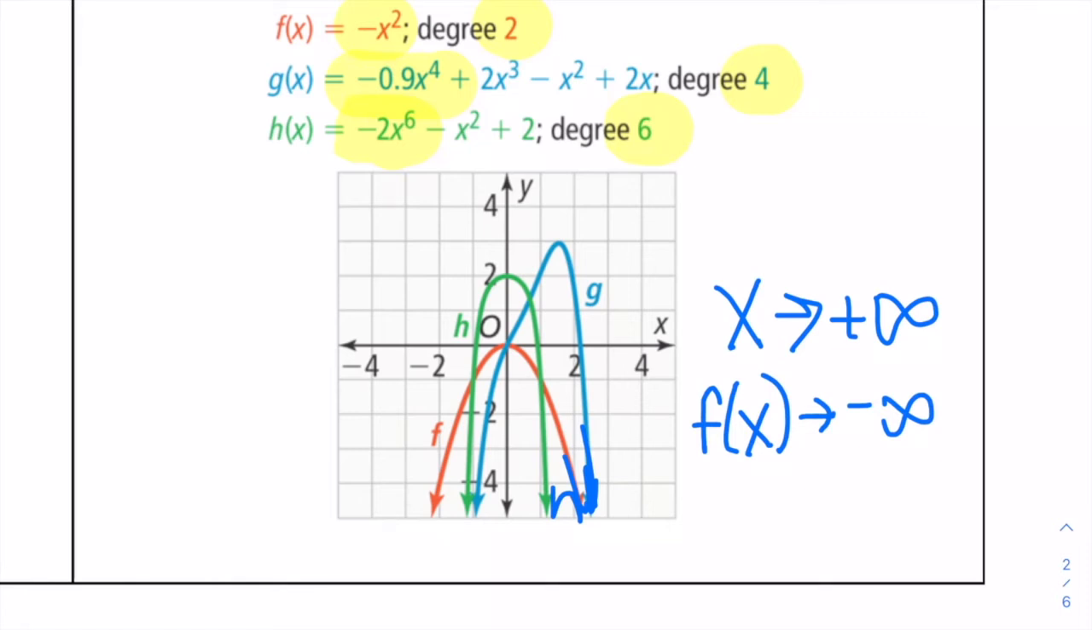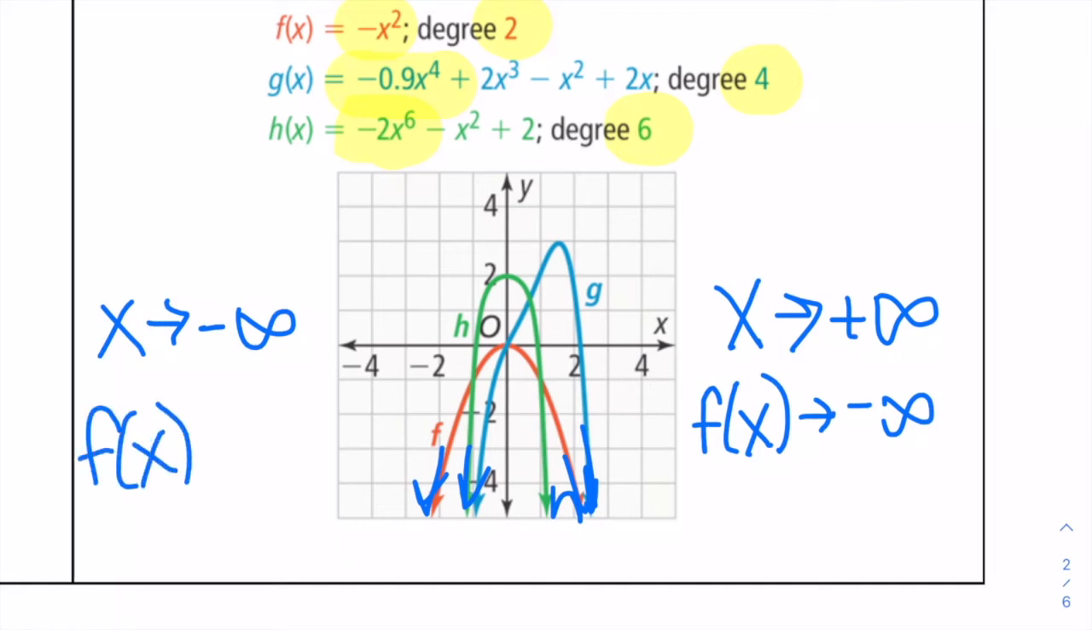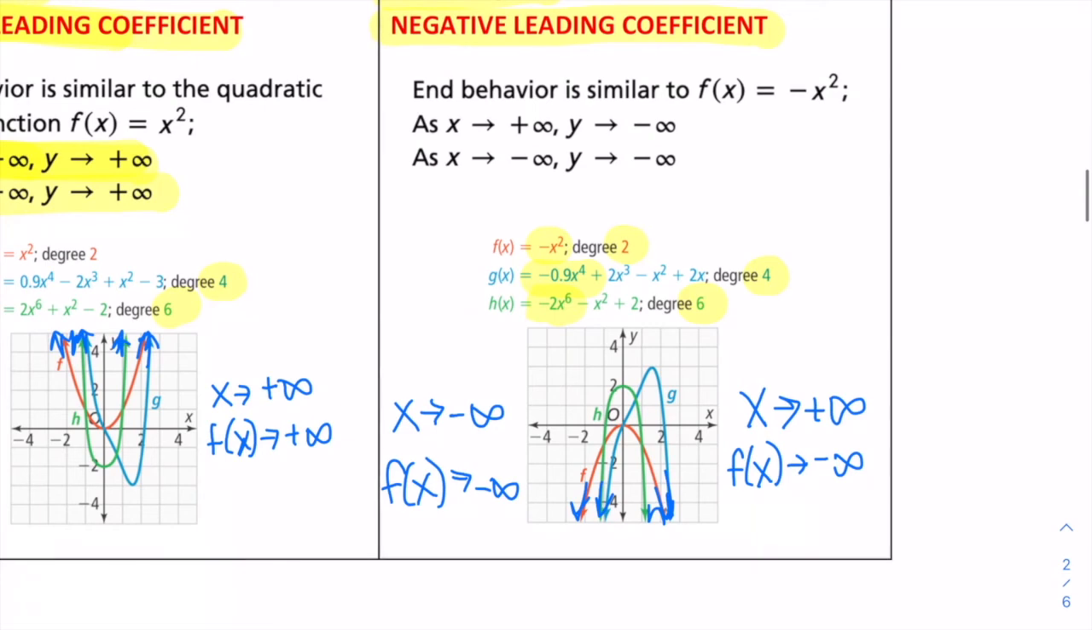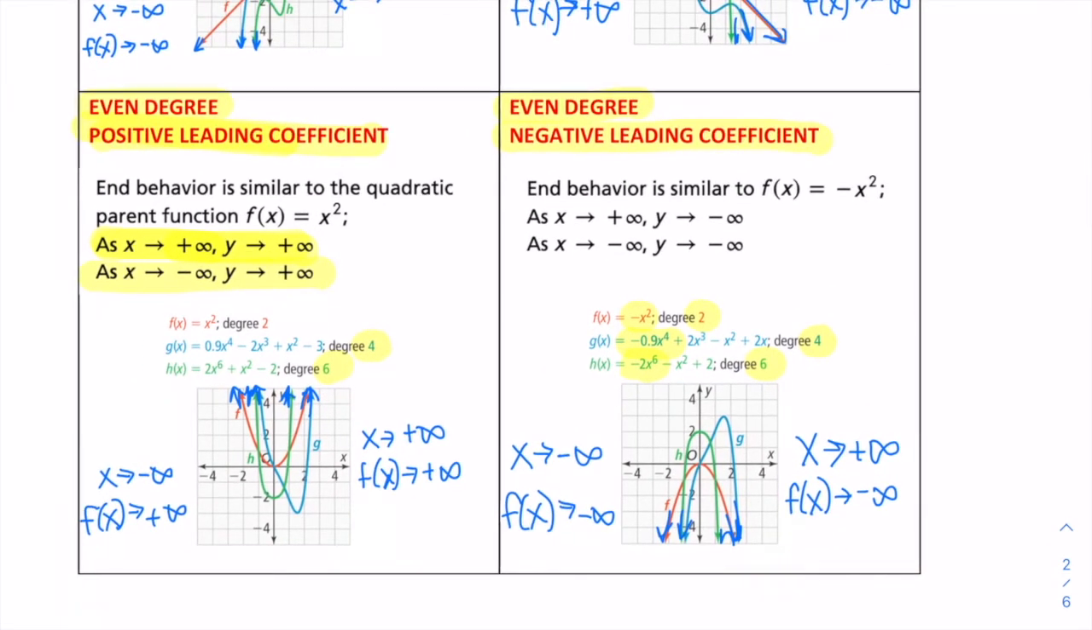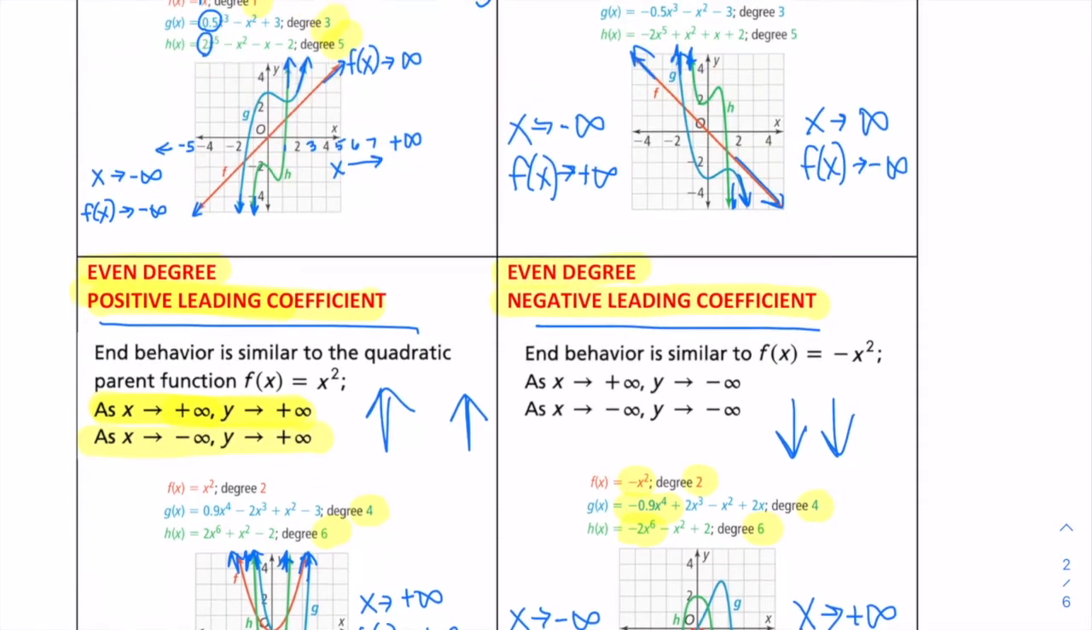And then if we go to the left and we say, well, what happens as x approaches negative infinity? As we go -4, -6, -10. As we keep going to the left, all of these arrows are pointing downward. So it's going to be negative infinity as well. So we also call them the arms of the function. And so we can tell when it's positive, well, those arms are opening up. When it's negative and even, those arms are opening down.